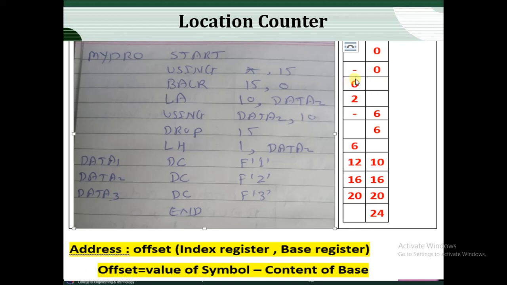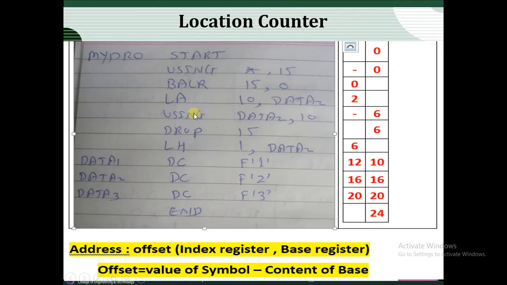Now BLR is one type of instruction, so we keep the 0 as it is in the BLR location. BLR is what type of instruction? It is an RR type, called a register to register instruction. It takes 2 bytes to allocate the location counter, so 0 plus 2, the next location counter is 2.